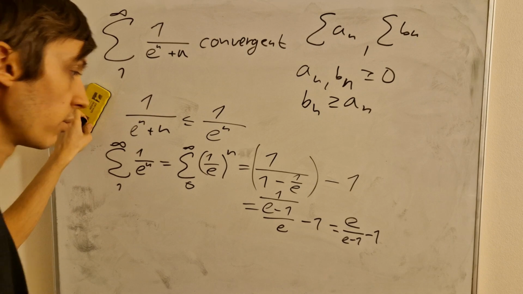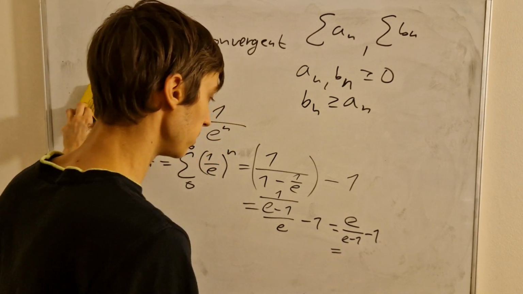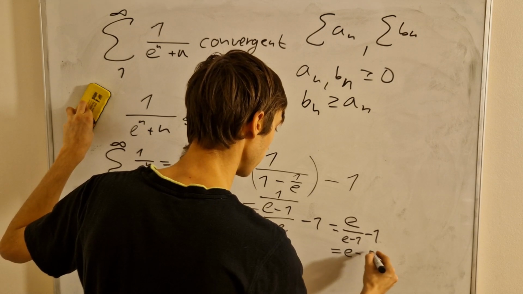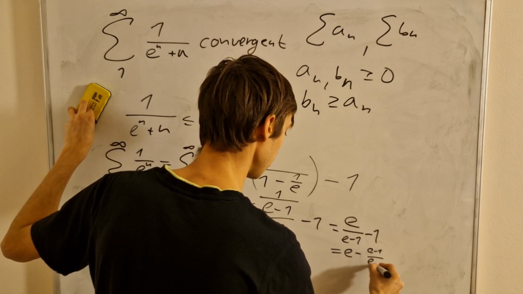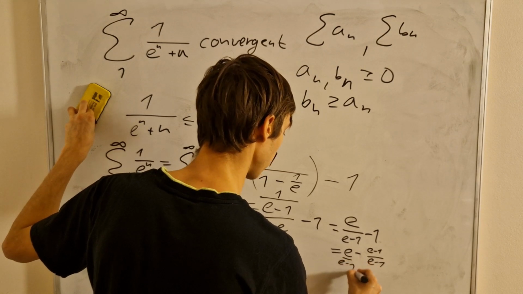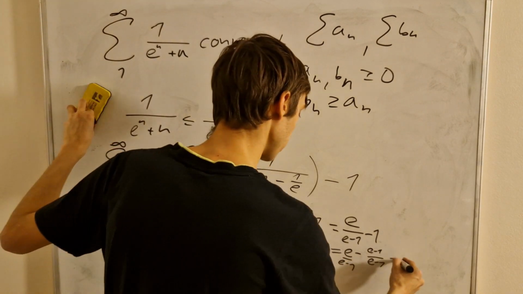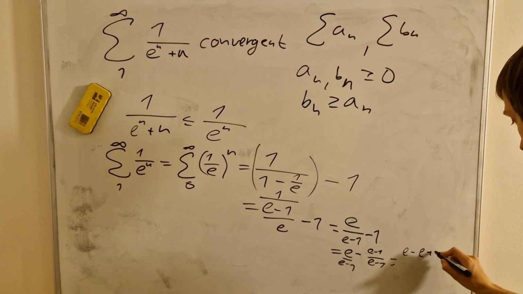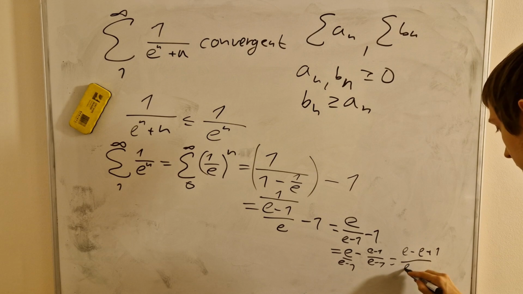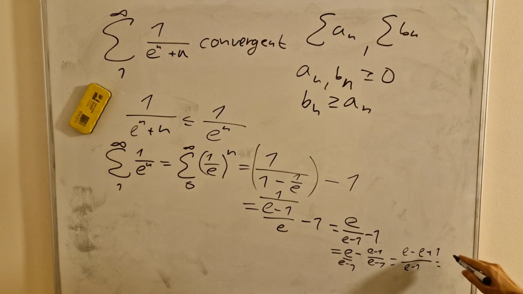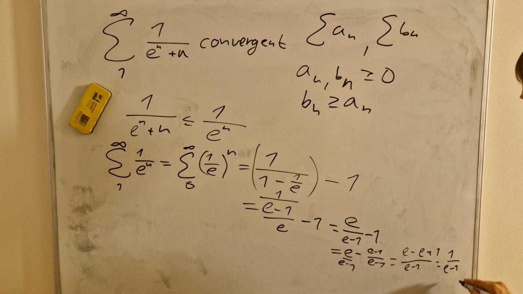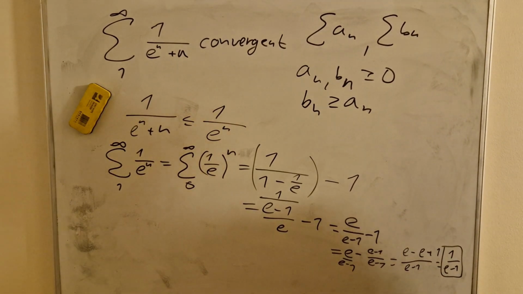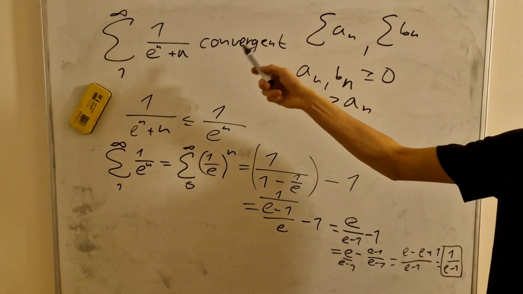And now we can again rewrite it somehow, which will be e over e minus 1 minus 1. Well, this could be rewritten as e minus e plus 1 over e minus 1, which is 1 over e minus 1. So this will be the actual concrete convergence value of it. But in any case, we found out that this one is convergent.